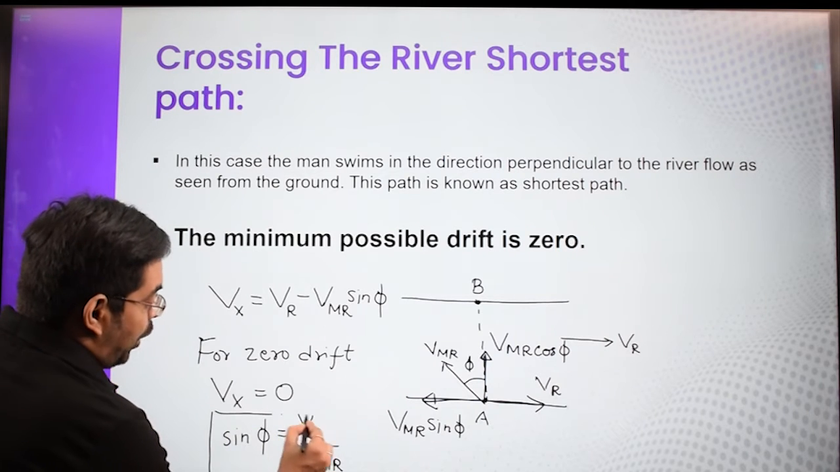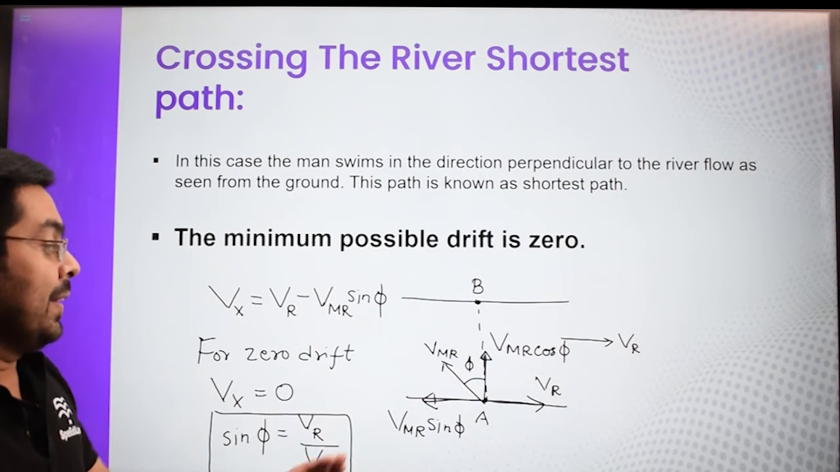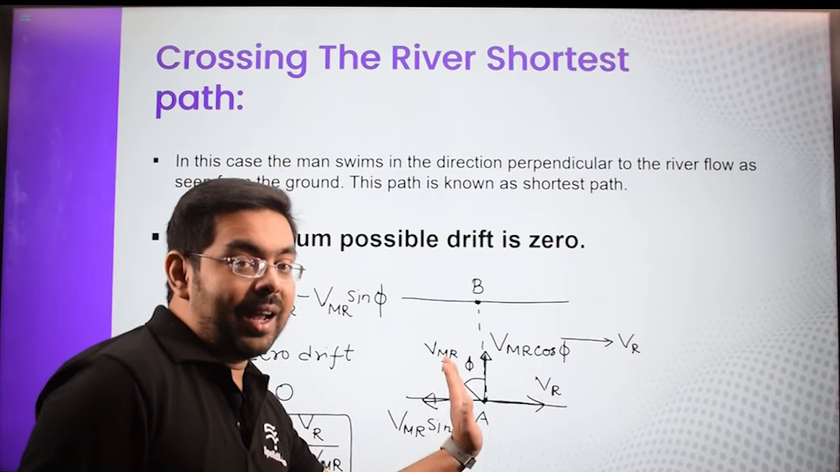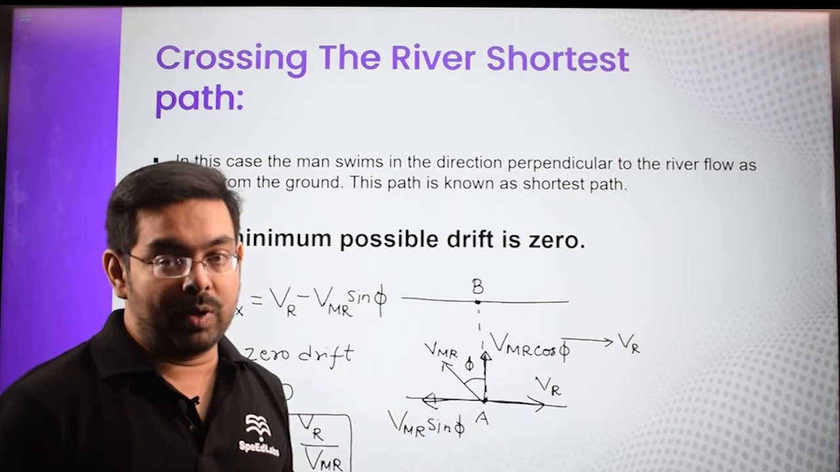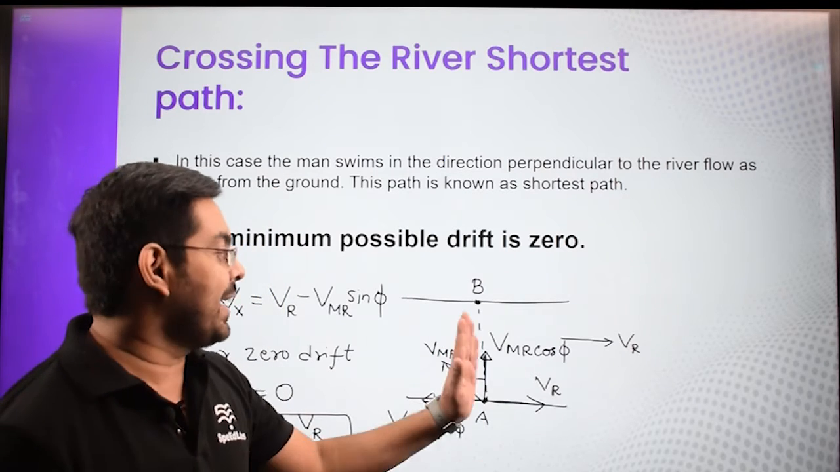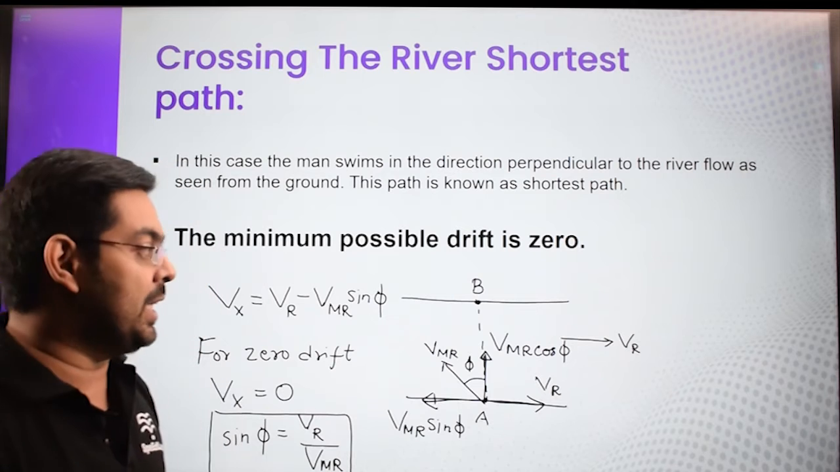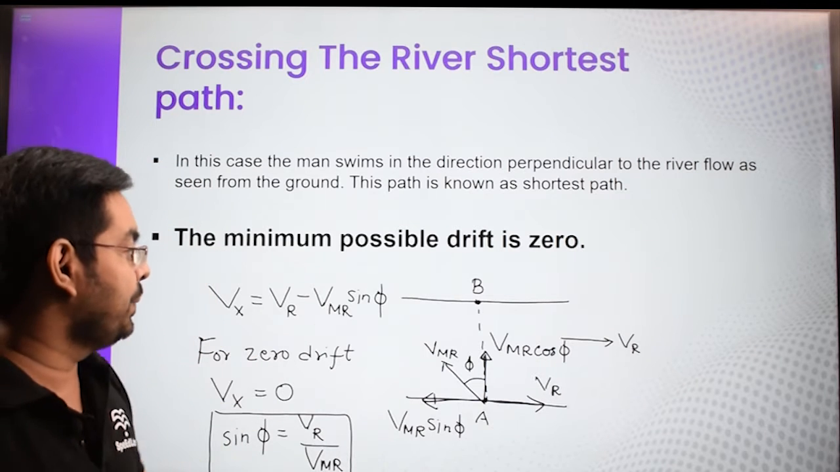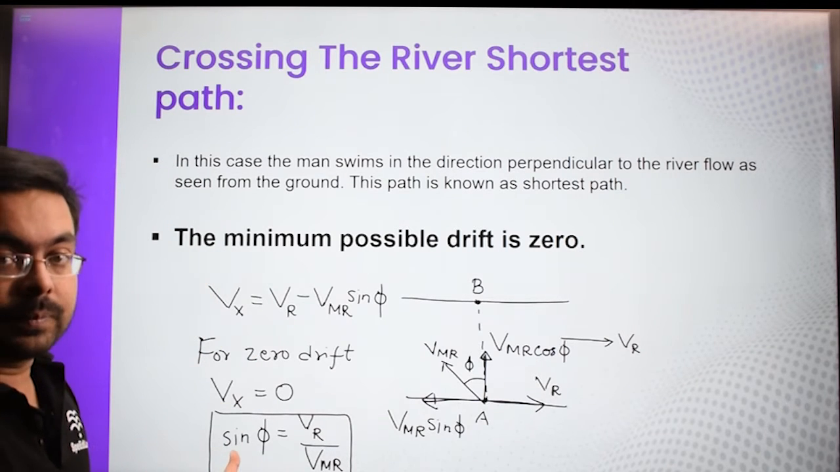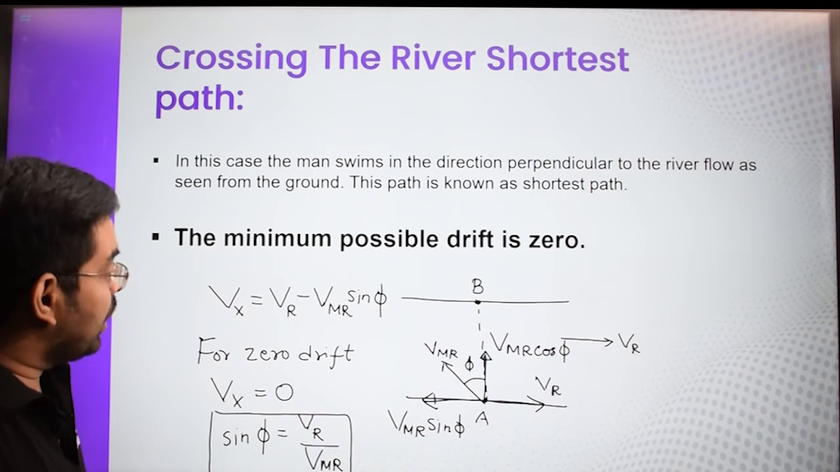Okay. So from here we can get the value of that angle at which the man is supposed to swim or apply his effort so that he can exactly reach the point B. Okay. Look at this carefully.